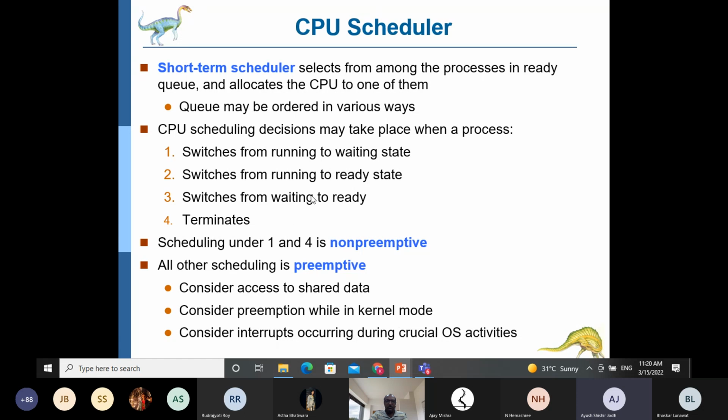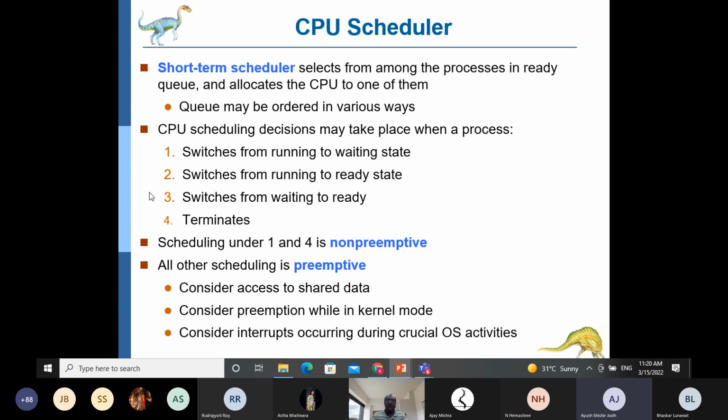And likewise, the third one also. Suppose a process which is waiting joins the ready queue, and suppose it is a high priority process. Then the scheduler will switch the CPU from the current process to that process. So what I mean to say is that, out of these four possibilities, 1 and 4 will be viewed as non-preemptive scheduling, whereas 2 and 3 come under preemptive scheduling.